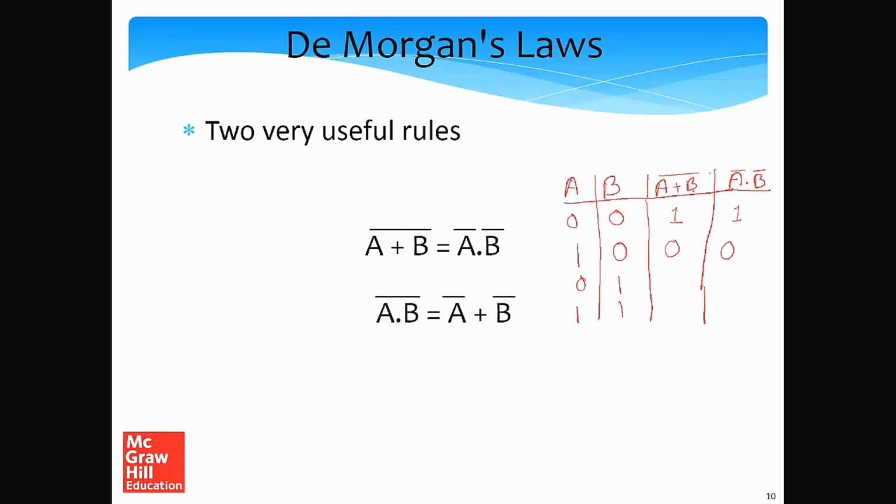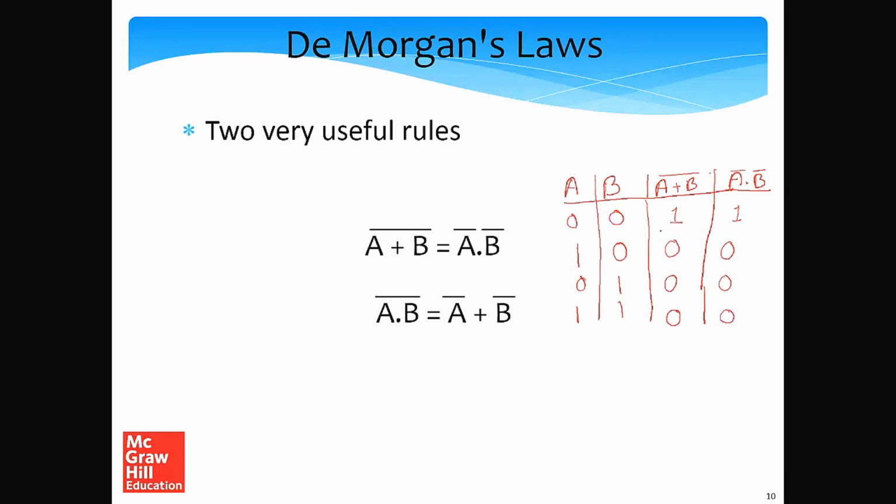So A is 0, B is 1, A or B is 1, 1 complement is 0. A is 0, 0 complement is 1, and B is 1, the complement of 1 is 0. Any number ANDed with 0 is 0. So we write it over here. Now let's consider the last row. A is 1, B is 1, A or B is 1, 1 complement is 0. Similarly here we have the complement of A is 0. So it doesn't matter what the value of B is, the result is 0.